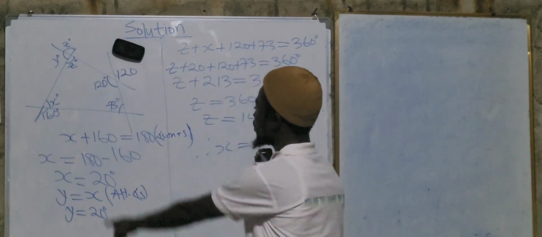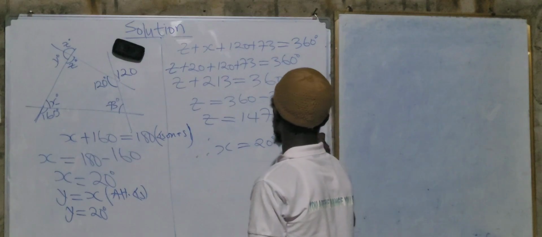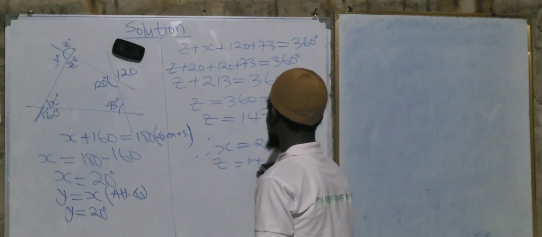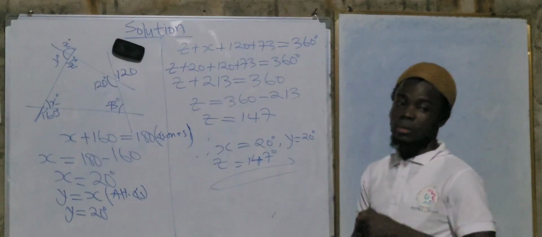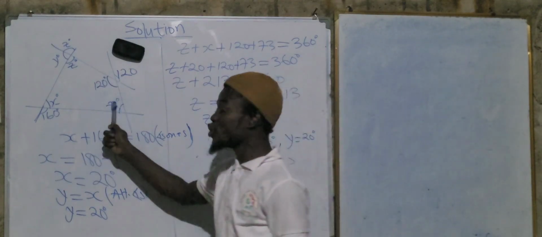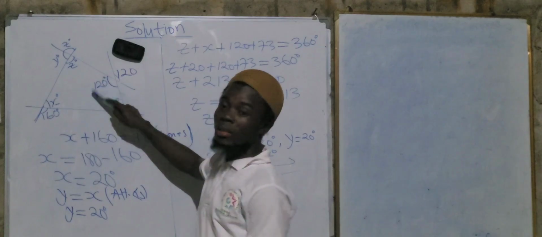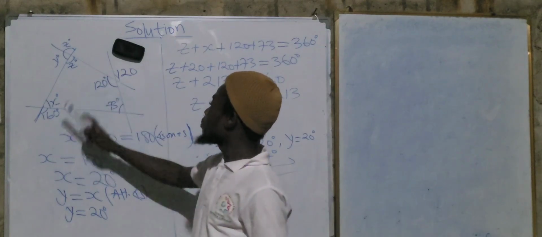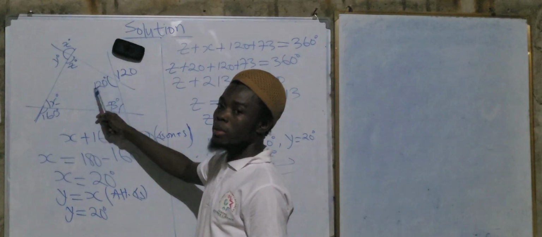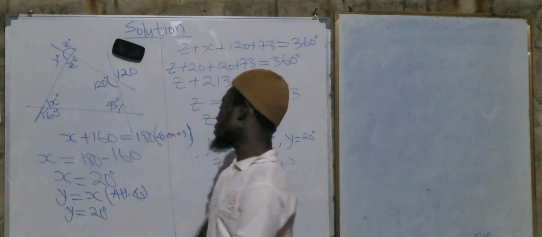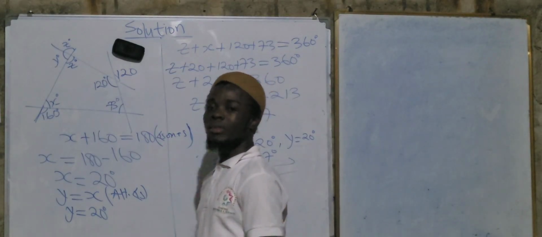So therefore, what do you have for X? 20 degrees. Y is equal to 20 degrees. And Z is equal to 147 degrees, right? So these are the values that we have. Now when you sum them, what do you have here? 73 plus 120 is 193, plus 147, plus 20 gives 360. So that means your answer is correct.